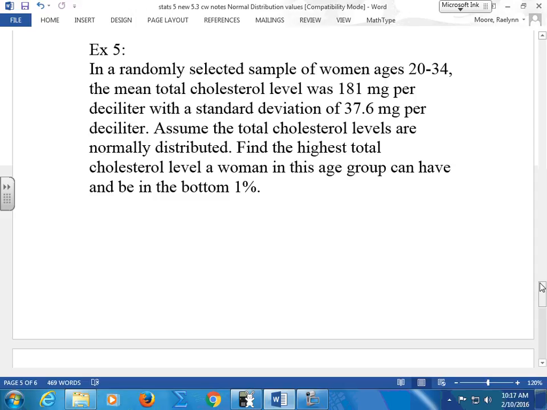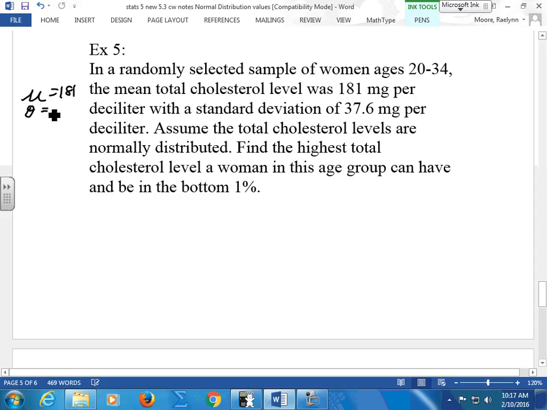In a randomly selected sample of women ages 20 to 34, the mean cholesterol is 181 milligrams per deciliter, and the standard deviation is 37.6. Is that milligram? Is that how you measure cholesterol? No science people here? I guess so. Okay, so now, assume that they are normally distributed. So we're going to, again, make a little chart here.